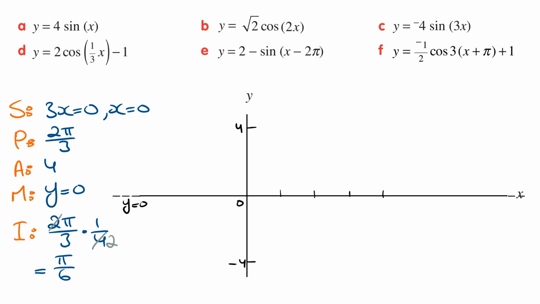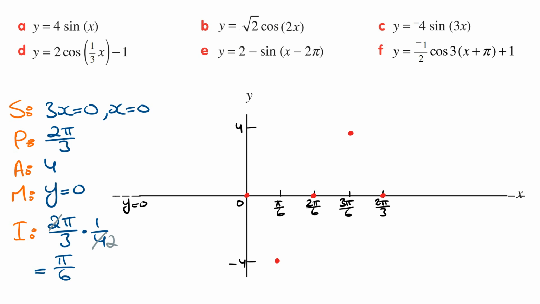And so starting from x is equal to 0, this is going to be pi on 6, and then this is going to be 2 pi on 6, which is the same as pi on 3, and then 3 pi on 6, and then 4 pi on 6, which is the same as 2 pi on 3, which is the period of this function. For a negative sine function, we still start at the midline, but this time we go down to the minimum value, and then back to the midline, and then up to the maximum, and then back down to the midline.